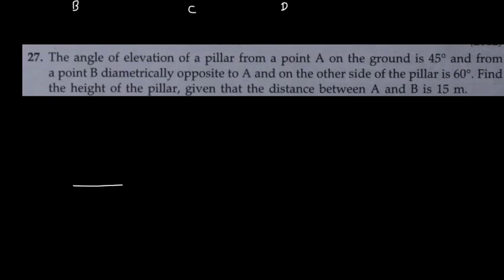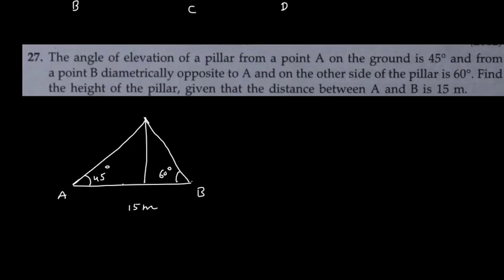Okay, so it is something like this. This is point A and this is point B, and there is a tower like this. Say here we have a tower. Now when I look at the top of this tower from point A, I get an angle of 45 degrees. When I look at the same height from point B, I get an angle of 60 degrees. Now the distance between AB is 15 meters. Diametrically opposite means this pillar is between.